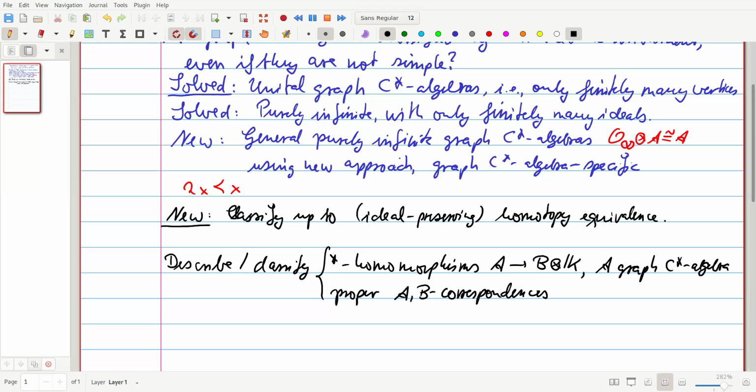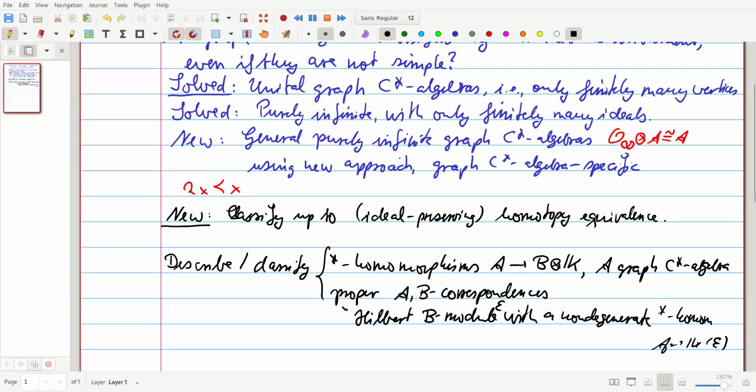This would mean that you have a Hilbert B module, so these are Hilbert B modules with a non-degenerate star homomorphism. Maybe call this thing E, and you have a homomorphism from A into the compact operators on E. So that's what I mean by a proper A-B correspondence.